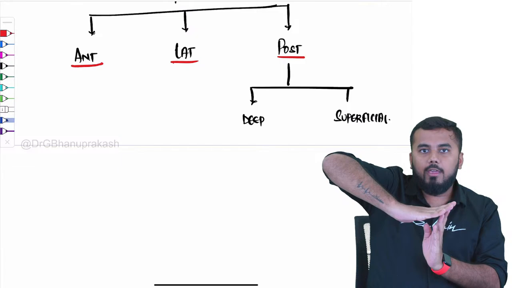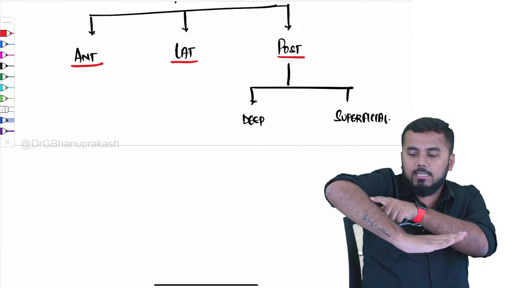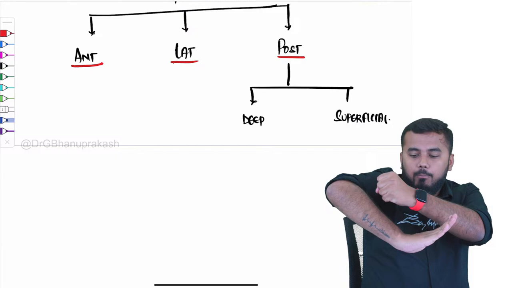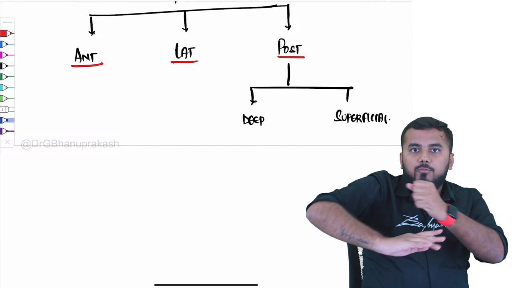Dorsiflexion means whatever muscles are located here, all these muscles are attached to my leg. Let us say I'm holding these muscles and pulling them up. When I'm pulling them, I can elevate my foot, I can lift the foot up. This is called dorsiflexion. It means on the dorsal side of the foot, I'm flexing it.